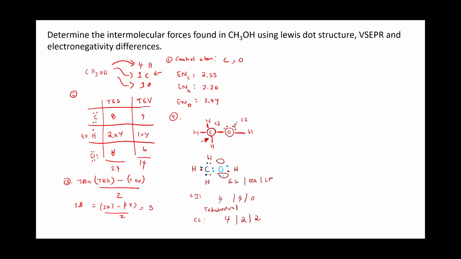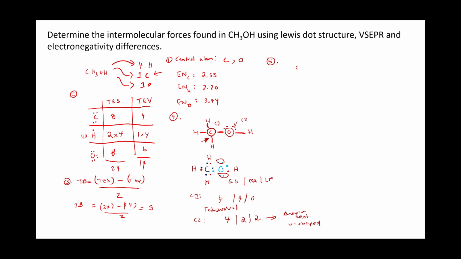So the geometry is still tetrahedral, but this geometry coincides with a particular molecular shape. And the molecular shape here is an angular bent shape. Okay, you can call this bent, or we can call it V-shaped, or the full name of this is angular bent V-shaped. Okay.